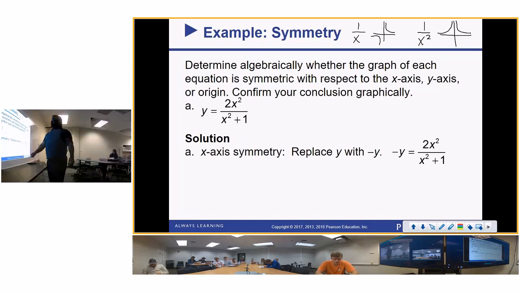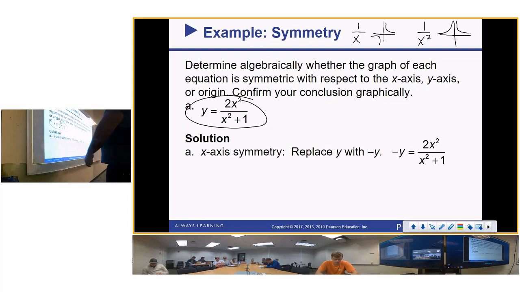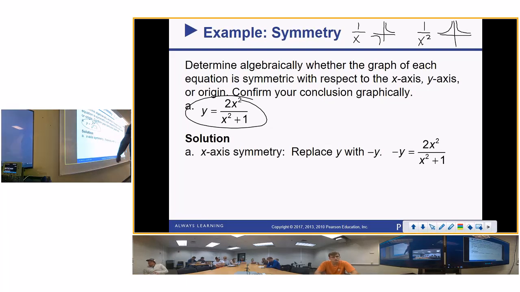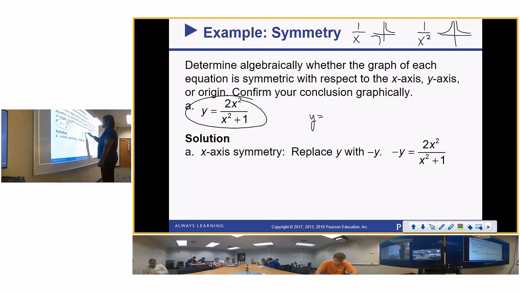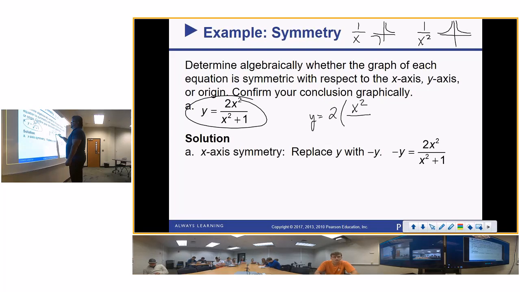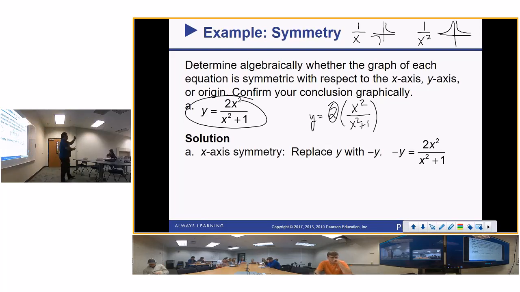So, we've got, graph that on your calculator now. Y is equal to 2x squared over x squared plus 1. And that 2 tells us that it's going to be compressed along the x-axis and stretched along the what? The y-axis. So it's going to be a little bit skinnier than a regular volcano function.